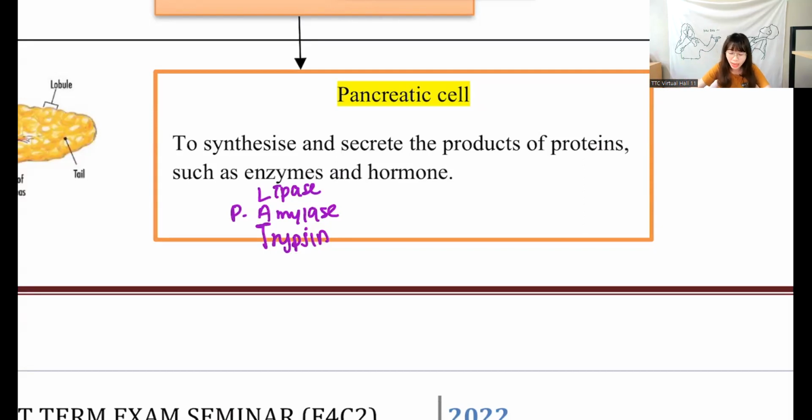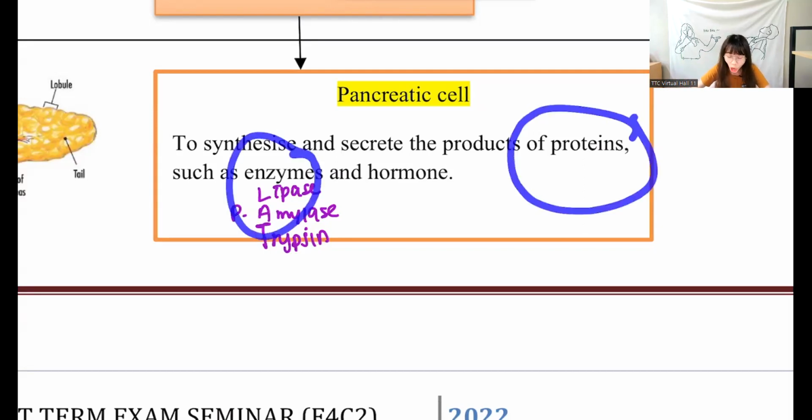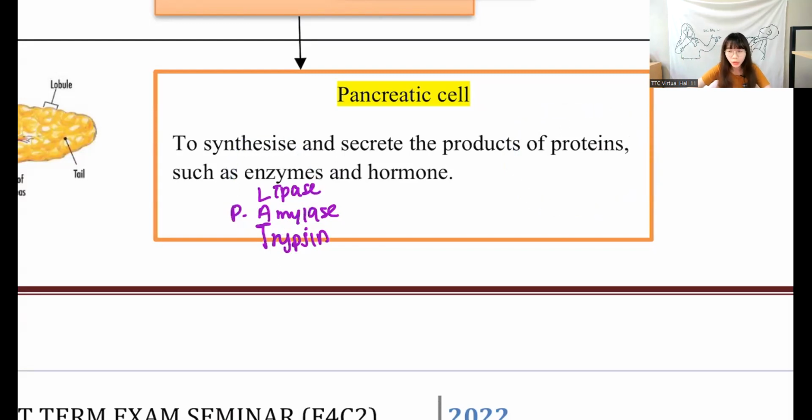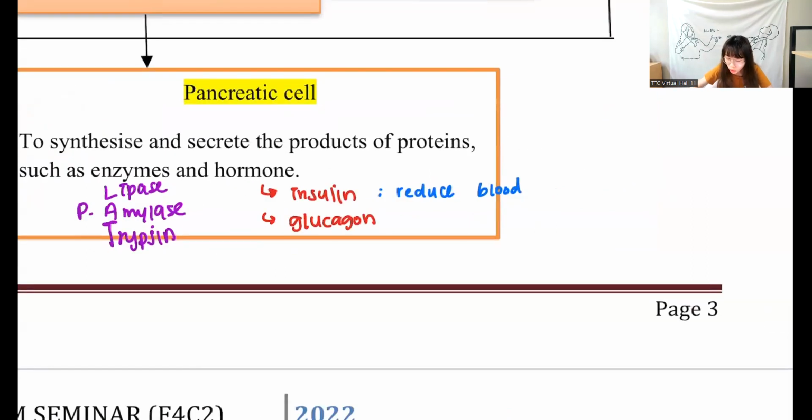They are enzymes. We have mentioned that enzymes are made from protein, right? Hormones, okay, there are 2 hormones that are able to control our blood sugar level. You know, what does a diabetic patient inject? Correct, they inject insulin, very good. So the first hormone that we have is insulin. The other hormone is glucagon. We have insulin and also glucagon. Insulin is to reduce blood glucose level.